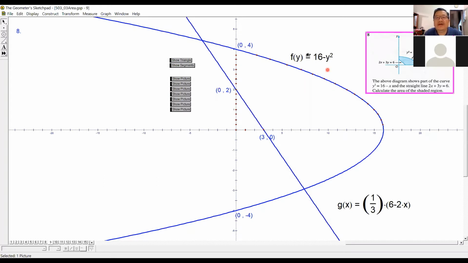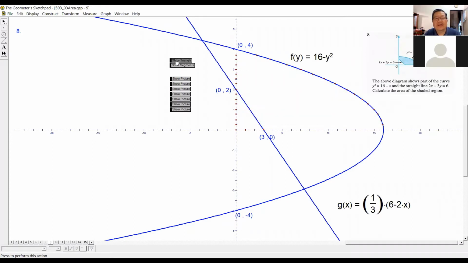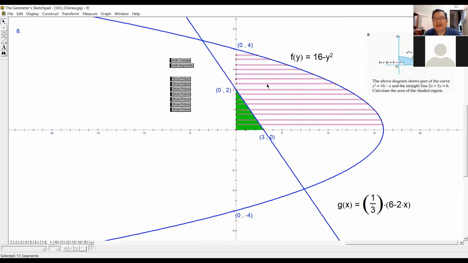Now the area of the shaded region is given by this, right? This is the area of the shaded region, this part without the green triangle. Now this shaded region, you can either find the area between the curve and the x-axis or between the curve and the y-axis.